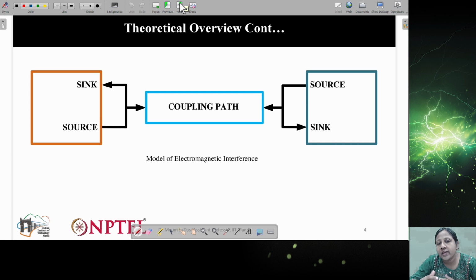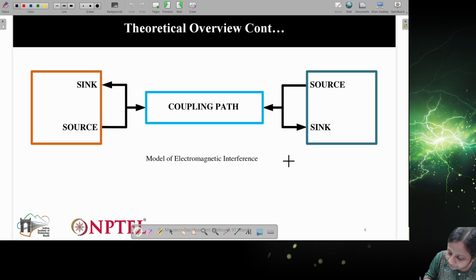Each line in the PCB board acts as a source and sink. In this block diagram, source and sink are shown, one in orange color, and it is connected to a coupling path which is connected to another source and sink. So basically each line acts as source and sink, and this is connected to a coupling medium. What is this coupling medium? Basically, the coupling path shown here.